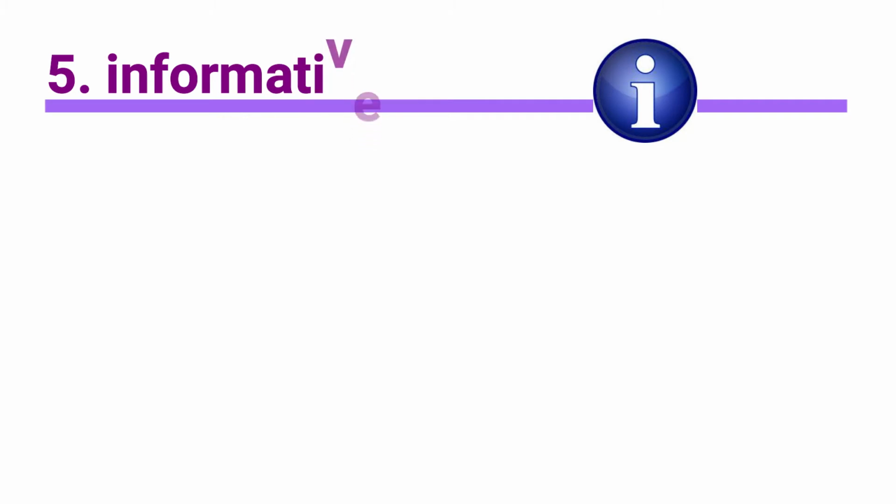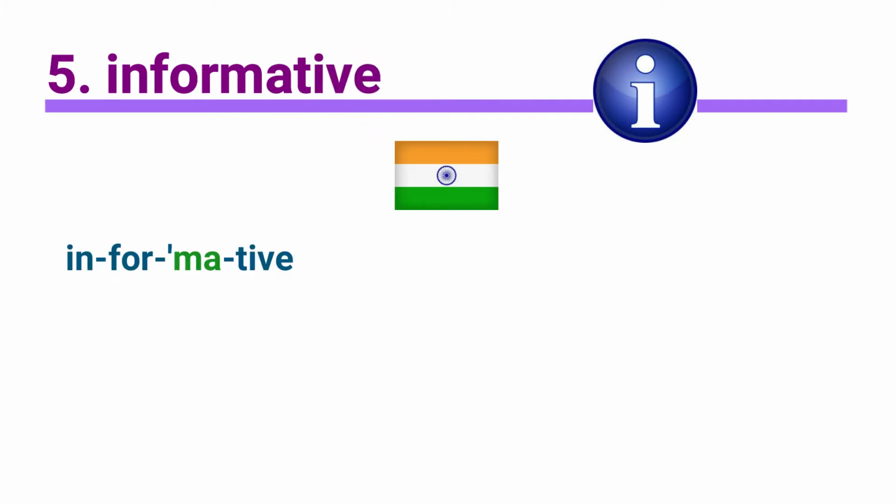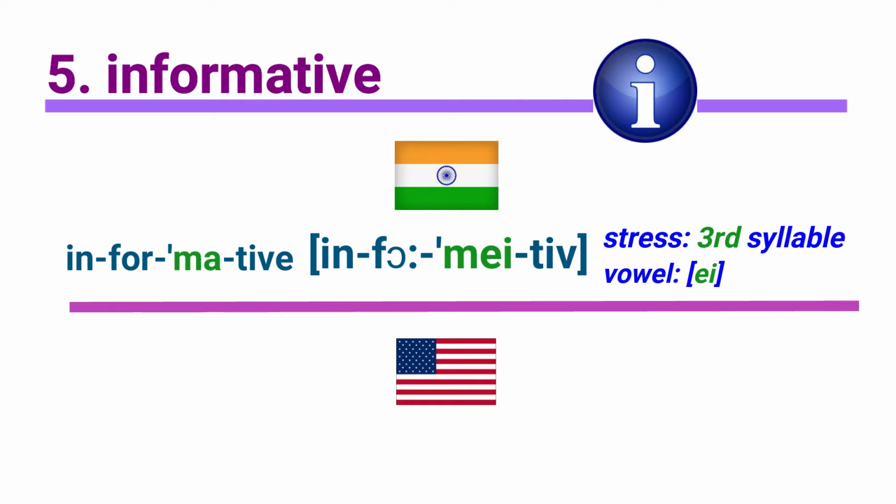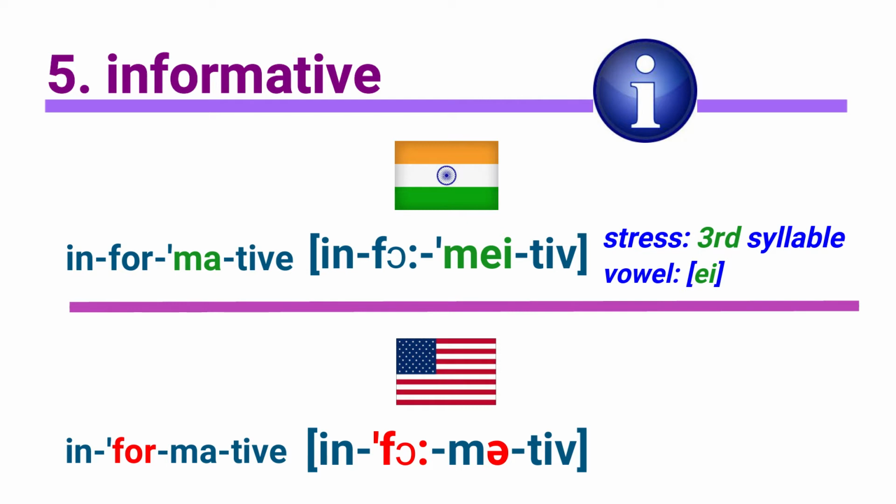Our next word is I-N-F-O-R-M-A-T-I-V-E. My friends from India tend to pronounce it as informative, with stress on the third syllable, may. And my American friends pronounce it as informative, with the stress on the second syllable, for, F-O-R, informative.